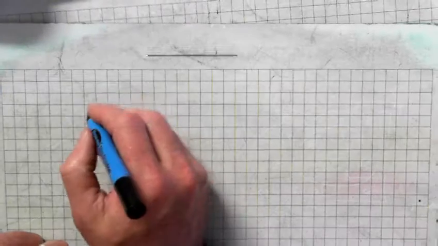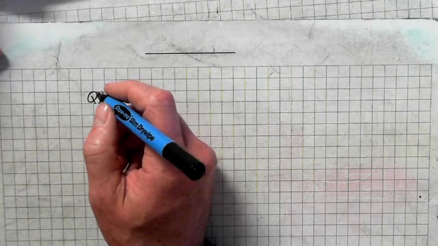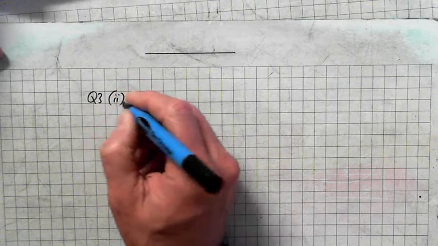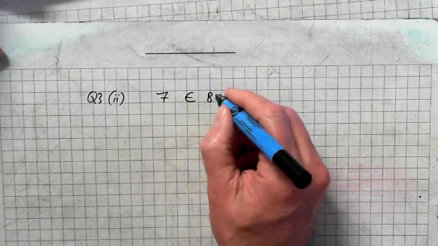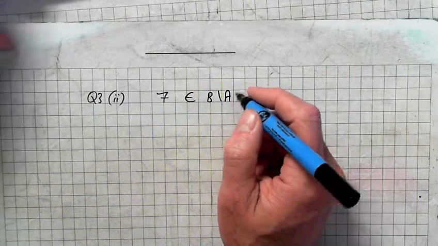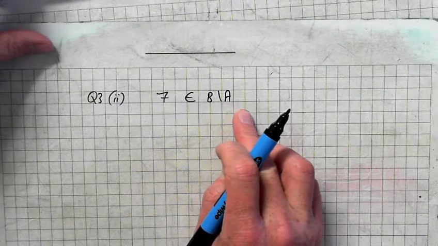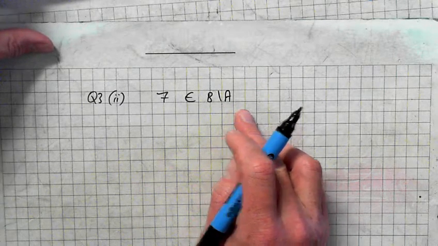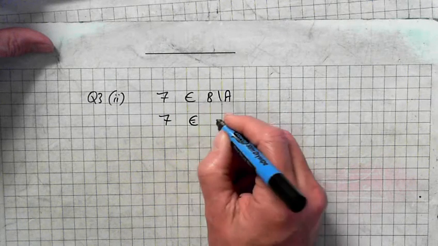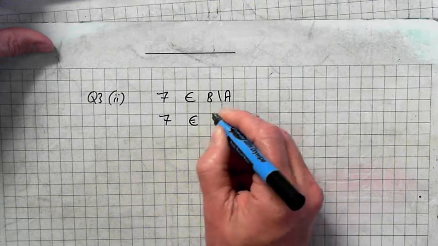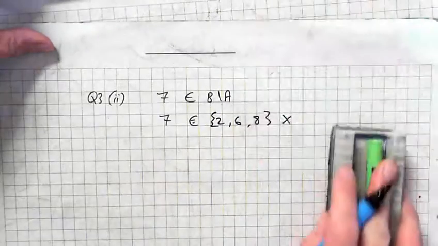Right, question. Oh, I rubbed it out. You can look at your books from now. 3 part 2. Is 7 an element of B less A? Can you list the elements of B without A? 2, 6, and 8, isn't it? Is 7 an element of 2, 6, and 8? No, it's not part of.